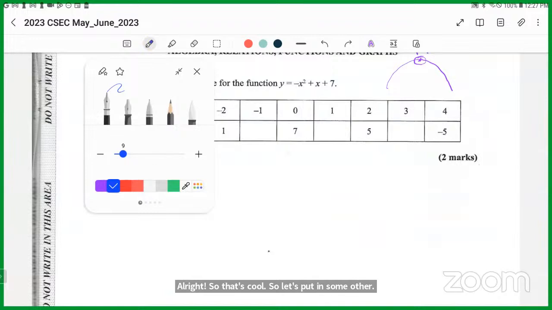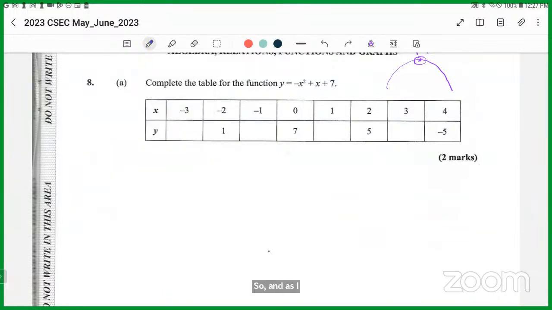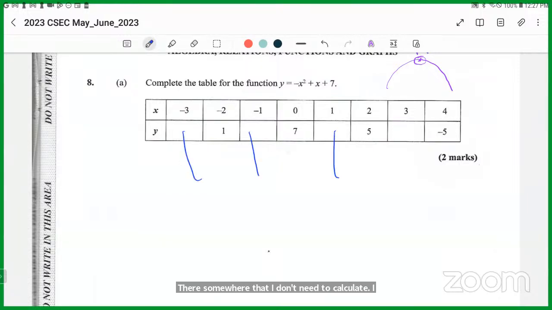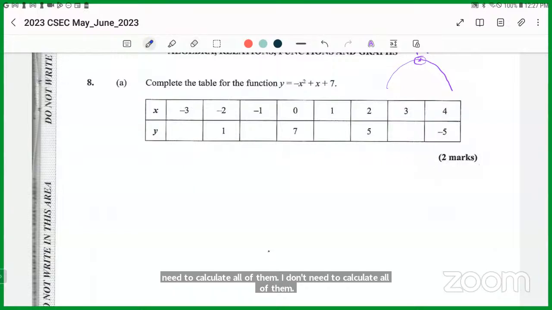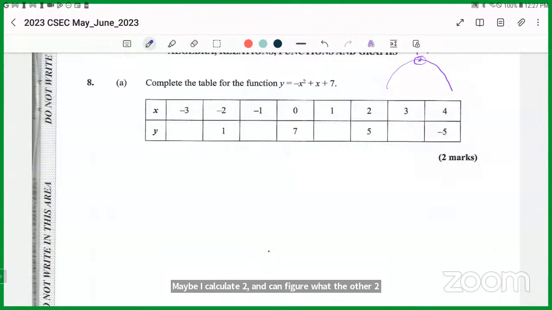As I'm putting in the values, I'm searching to find the symmetry right away. There are some values that I don't need to calculate. I don't need to calculate all of them. Maybe I calculate 2 and can figure out the other 2 from the symmetry. So let's say I want to put in this one first, the -3. I'm going to plug the -3 in for the x.